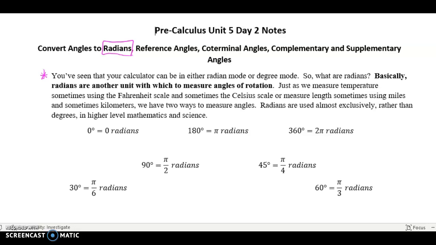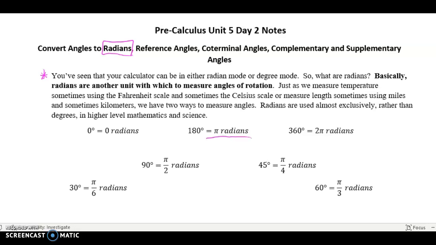Basically, radians are just another unit with which to measure angles. Just like we measure temperature, sometimes we use a Fahrenheit scale, sometimes we use Celsius. When we measure length, sometimes we measure miles, sometimes we use kilometers. And radians are just another way of measuring angles, another unit, and they're used primarily in higher level mathematics.